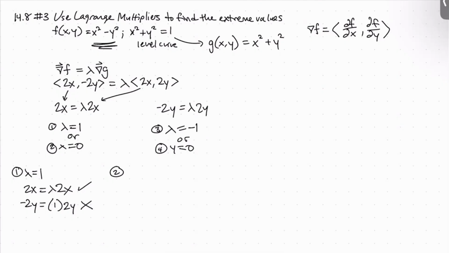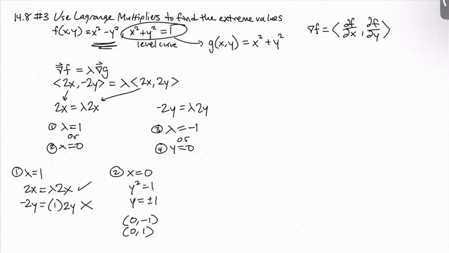If we check the second possibility, if x equals 0, then we can use our constraint to check how this can be true. So if x equals 0, then we get y squared equals 1, and so y can equal plus or minus 1. That means our critical points would be (0, -1) or (0, 1).